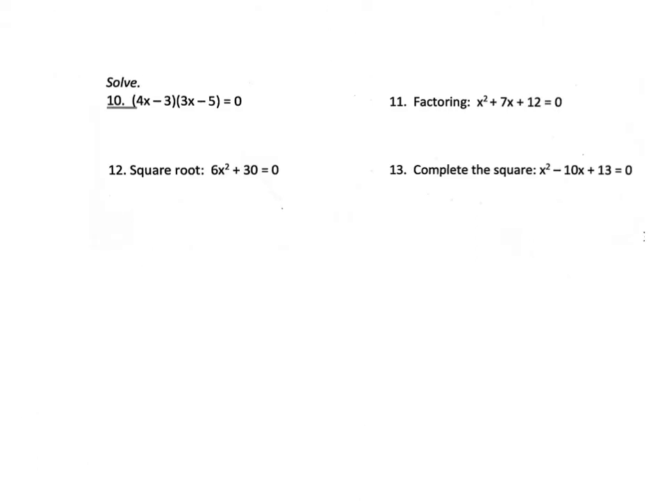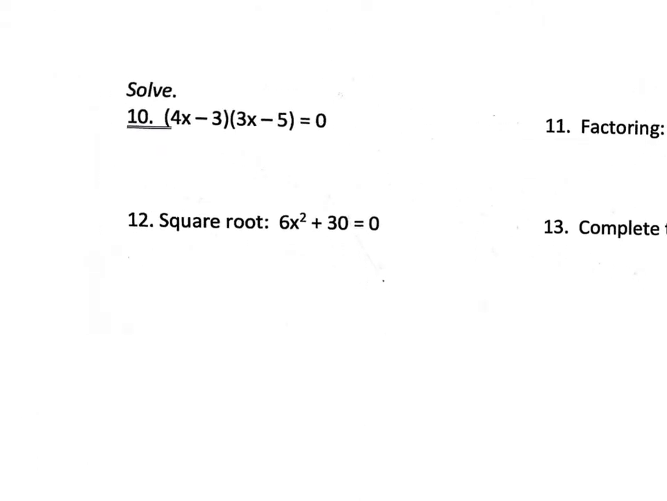All right, number 10. This was the second day this week. We're going to solve these. Number 10 is already factored for you. It's just asking you what the two solutions would be. Remember, it's always the opposite of this one over the first one. So the first answer is going to be positive 3/4. The second one, opposite of that, positive 5/3. And that's that one. That's all you got to do. It's already worked out for you.